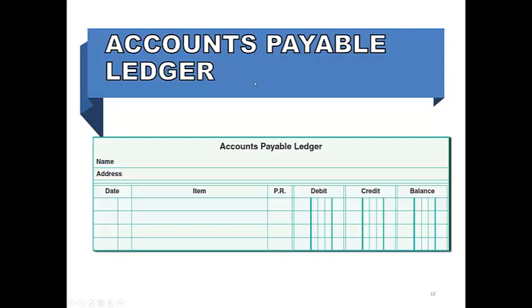Okay, the accounts payable ledger looks a lot like the accounts receivable ledger. The name of the vendor with their address, and then there is a place for the date, and then the debit, credit, and then the balance. So what we need to remember is the balance in the accounts payable ledger is a normal credit. The balance in the accounts receivable ledger was a normal debit. Accounts receivable is a debit account and accounts payable is a credit account.